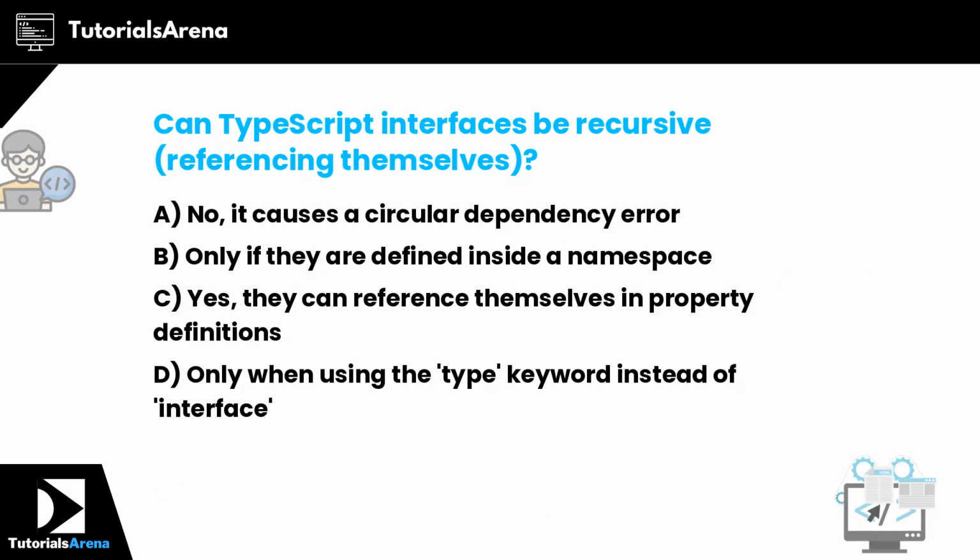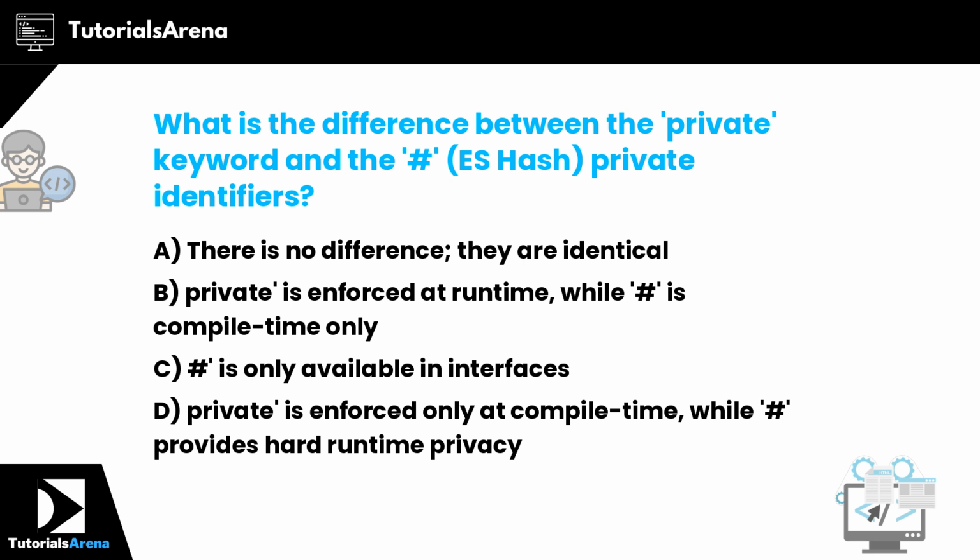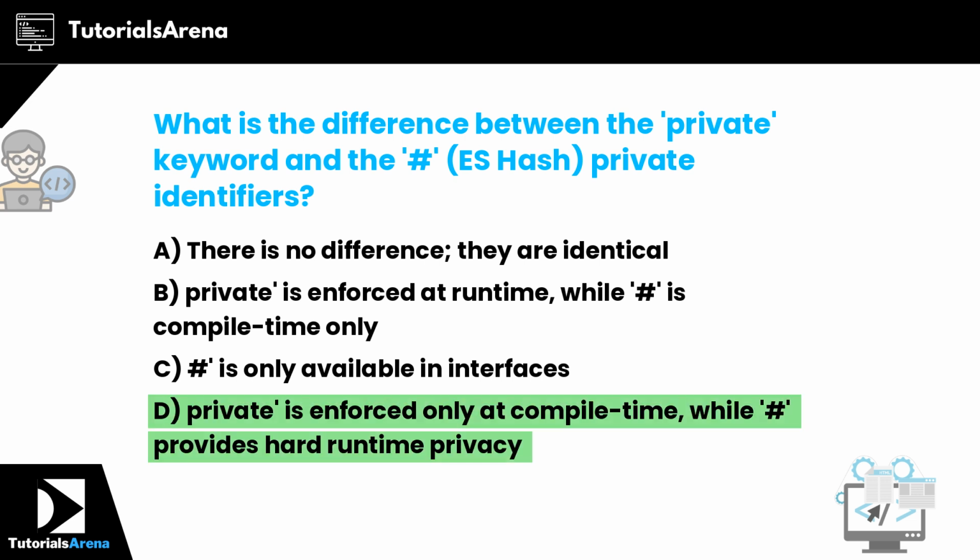Can TypeScript interfaces be recursive, referencing themselves? The correct answer is option C. Yes, they can reference themselves in property definitions. What is the difference between the private keyword and the hashtag (#) ES private identifiers? The correct answer is option D. Private is enforced only at compile time, while the hashtag provides hard runtime privacy.